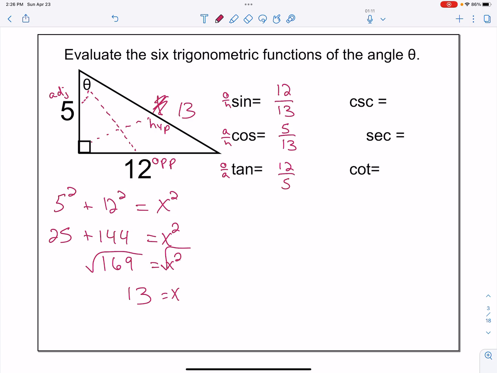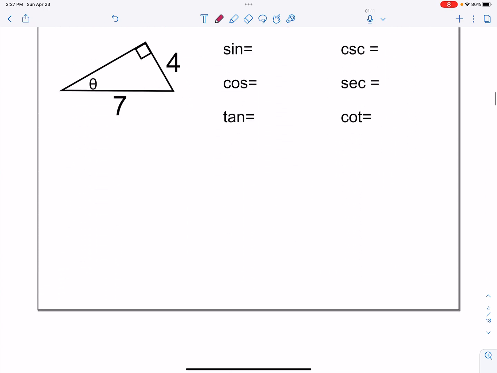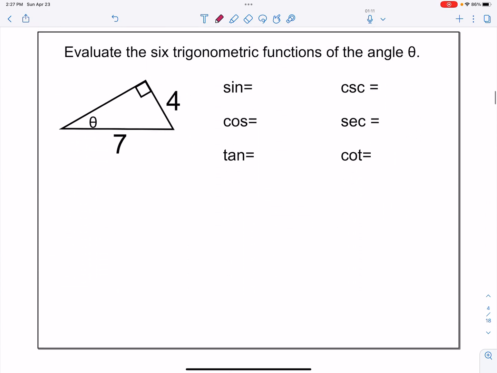And then for SOHCAHTOA and friends, all their friends, you just need to do the reciprocal of all of these. So cosecant then would be 13 over 12. Secant would be 13 over 5. And then cotangent would be 5 over 12. And then those would be your 6 trigonometric functions. Okay? Now, they're not all going to be this easy because we're not always going to have a Pythagorean triple. And that's going to be with this problem.